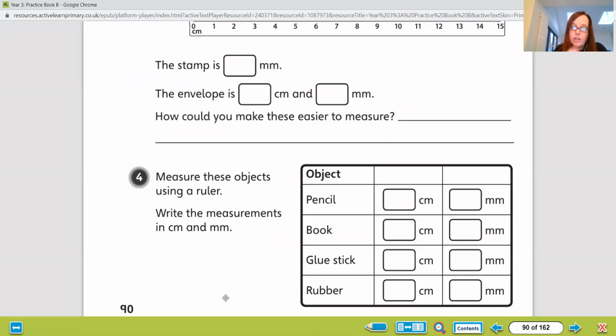If you're at home and you don't have those 4 specific things, just measure 4 things you might have at home. So you might have a remote control, you might have a cushion, you might have your favourite toy you could measure. I would like you to measure 4 things for me.